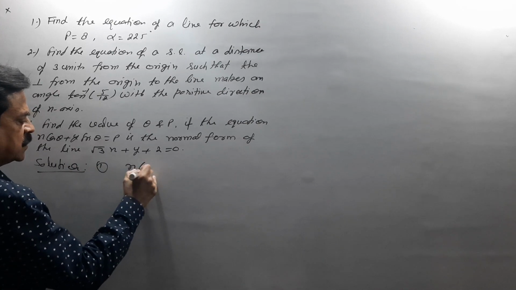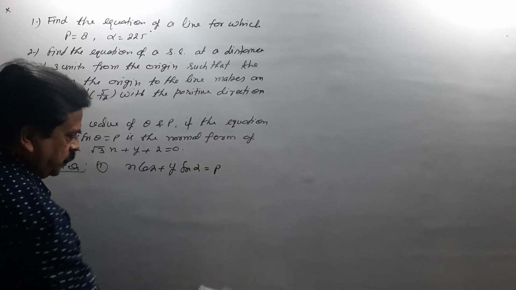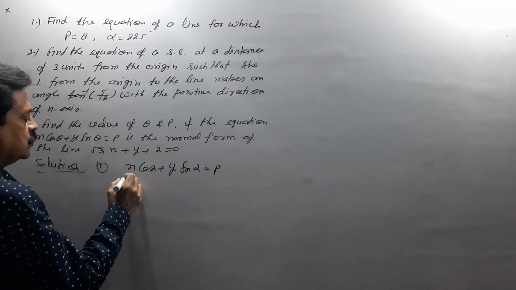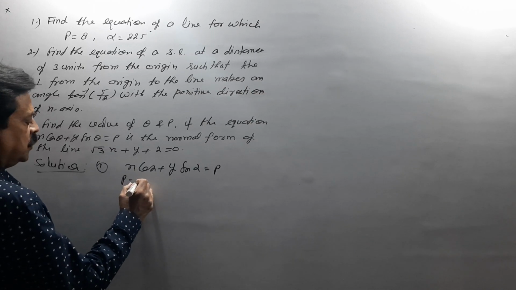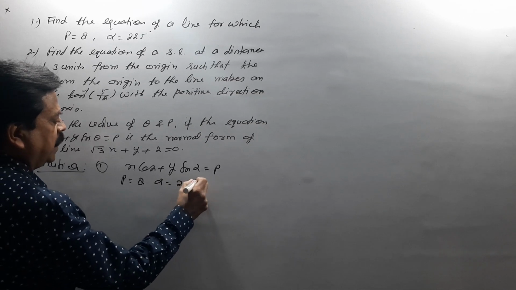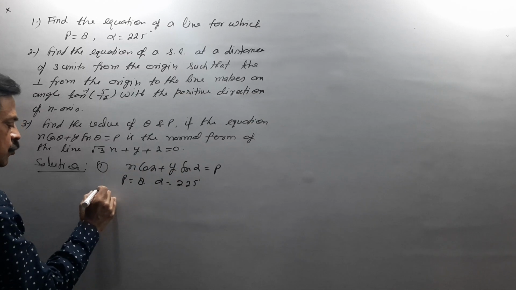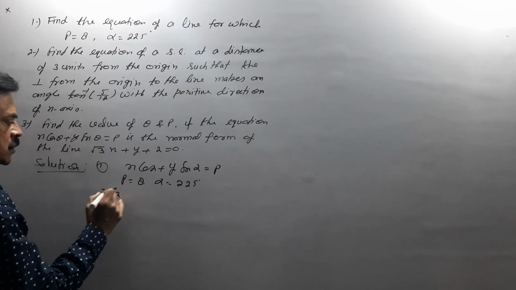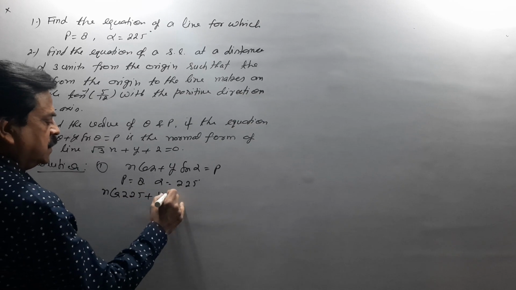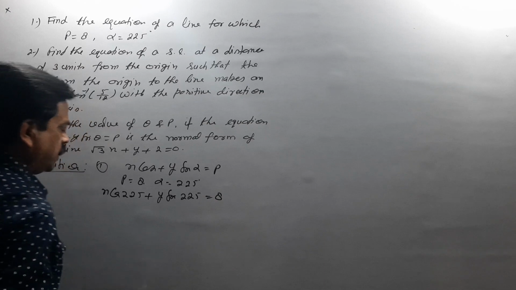Normal form is x cos alpha plus y sin alpha is equal to p. In first question, we have direct values of p as 8 units and alpha as 225 degrees. So substitute these values of p and alpha in this equation. We get x cos 225 plus y sin 225 equals to 8.